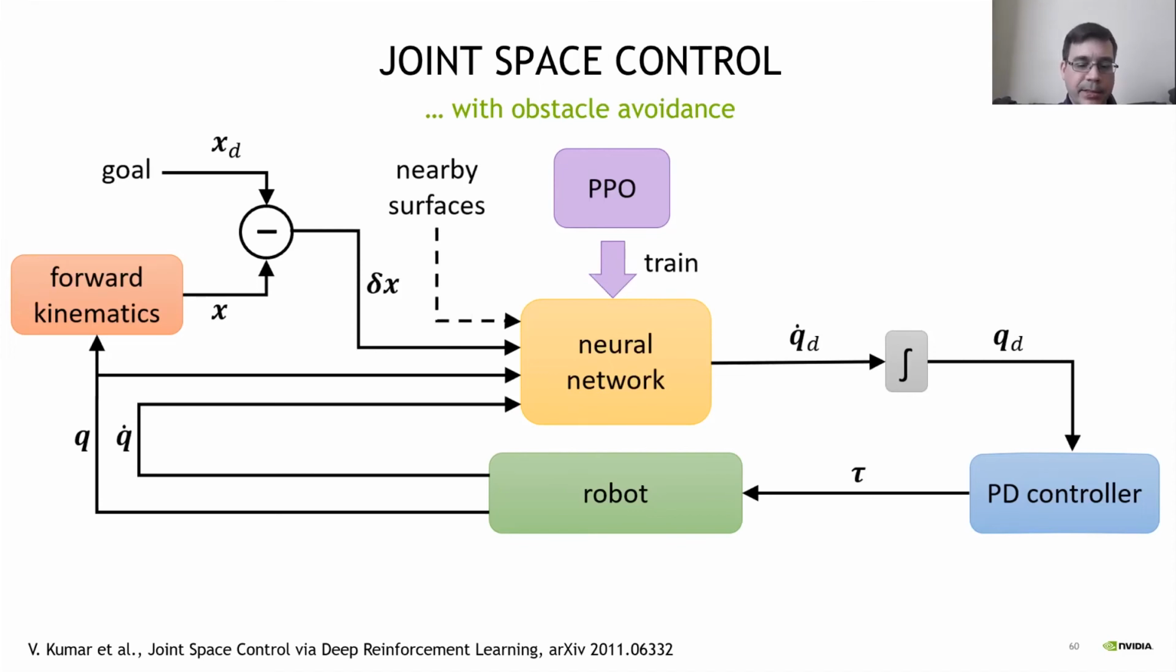The nice thing about this approach is now we can augment the network's inputs with information about nearby surfaces. So if there are nearby surfaces in the world, we can now not only reach the goal, but also avoid those surfaces, avoid those obstacles, with almost no change at all to the algorithm. And that you just can't do with a traditional algorithm. With a traditional algorithm, it's a lot of work to incorporate obstacle avoidance into the reaching problem.